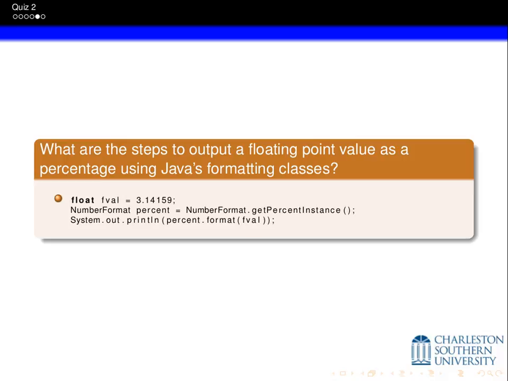So now this is going to return a pointer to an object, and we're going to store that pointer in percent. Then we're going to go to the System.out class and call println, passing in percent, which is that object, dot format. So we're going to call the format function of the percent object, passing in fval, and it will return it as a percent. There we go.